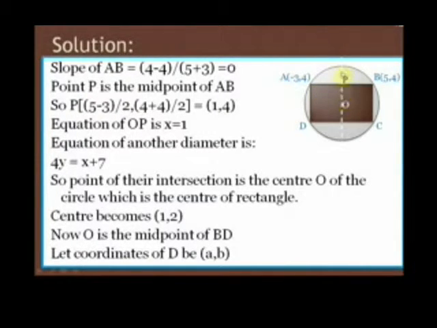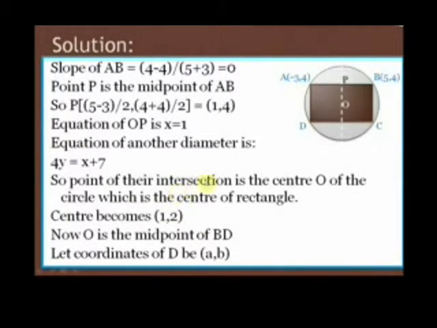Now the slope of AB is equal to 0, so the slope of this line OP is 90 degrees. That is, this line is parallel to the y-axis. So the equation of this line is of the form x equal to b, or x equal to 1 is the equation of OP. Now we know the equation of OP, and we have been given the equation of another diameter, 4y equal to x plus 7. So these two lines would intersect at the center of this circle, or we can say at the center of this rectangle.